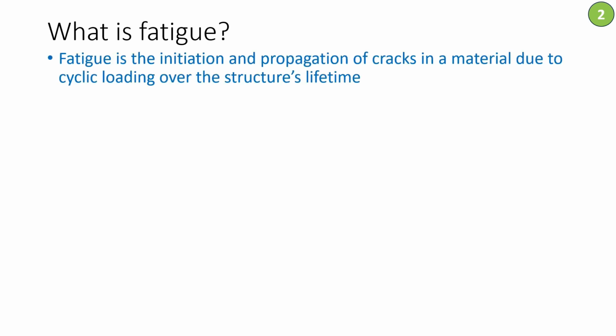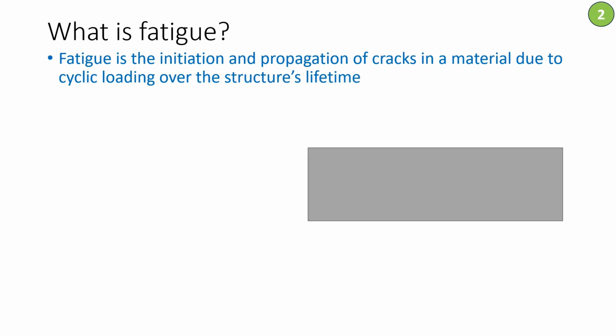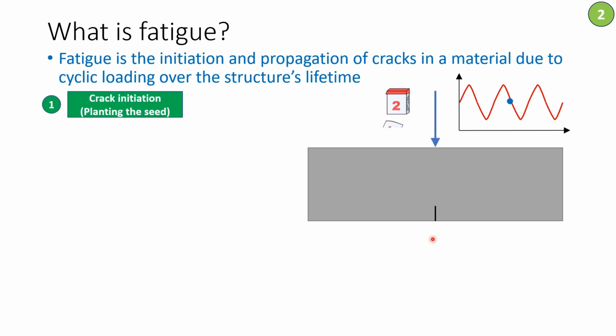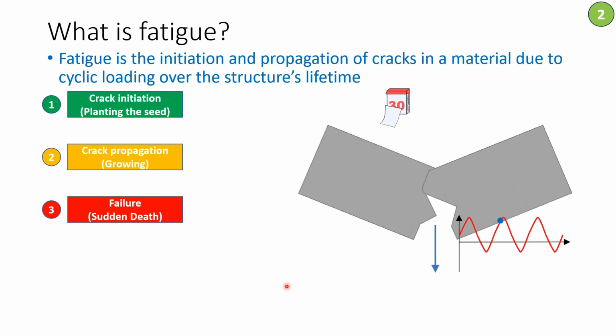What is fatigue? Fatigue is the initiation and propagation of cracks in a material due to cyclic loading over the structure's lifetime. There are 6 elements to that definition. The first element is the material, second is the cyclic loading, and third is the structure's lifetime. The other 3 elements are related to the stages of fatigue failure. The first stage is crack initiation, second stage is crack propagation, and third stage is obviously the failure due to fatigue.